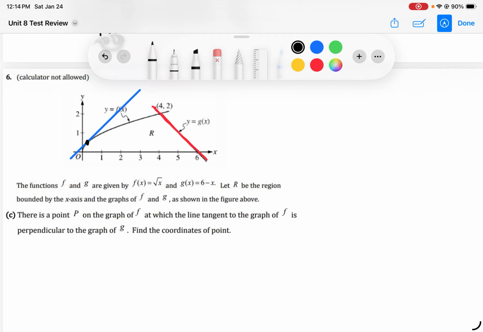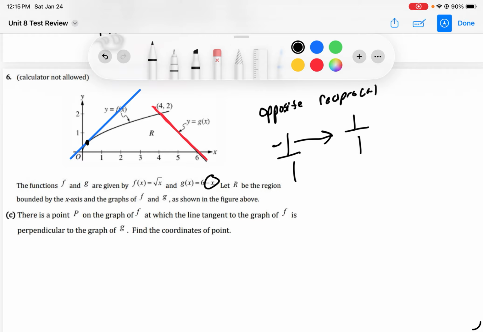To be perpendicular, lines have opposite reciprocal slopes. So we've got to find the slope of g. The slope of g is just negative 1, so the opposite reciprocal will be 1 over 1, so just 1. So you change the sign and flip the fraction.